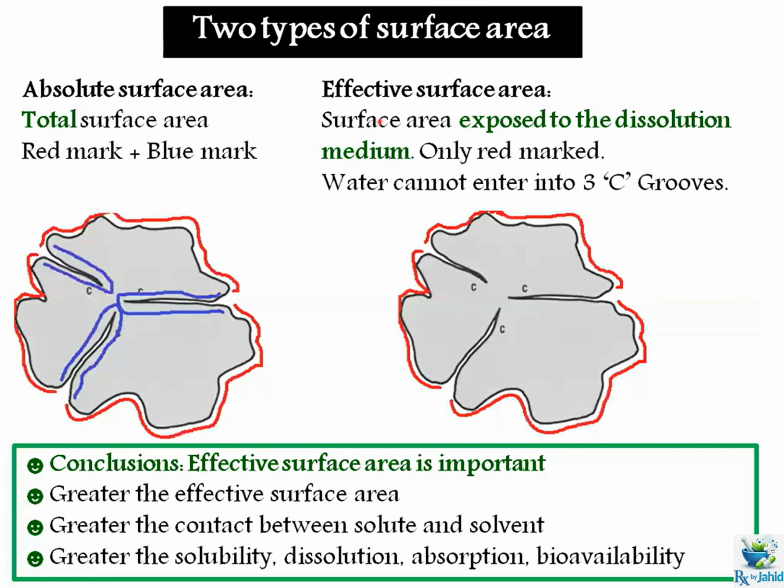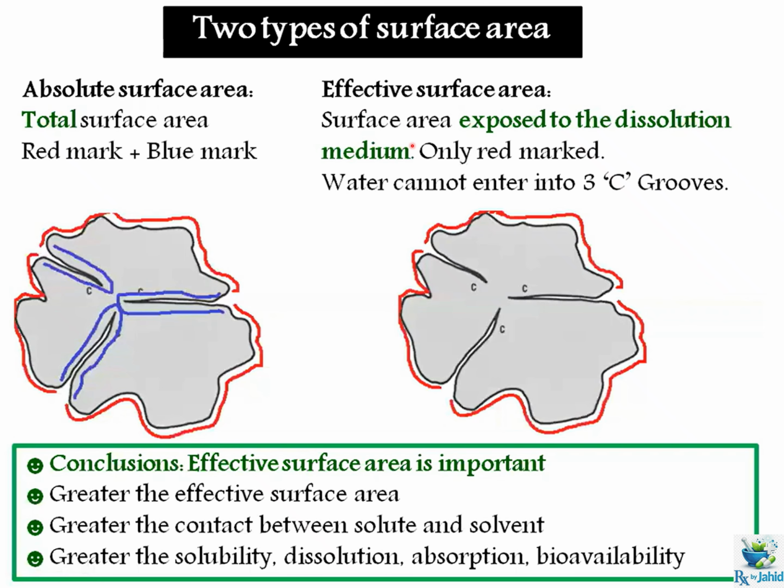For a better understanding of surface area, absolute or effective, we can focus on these figures. For example, absolute surface area. What do we mean by absolute? Absolute means total. For example, we sometimes say that you are absolutely right, that is, you are totally right. So the red and blue marks are both absolute surface area. That is, the total surface will count for this absolute surface area, the blue ones or the red ones.